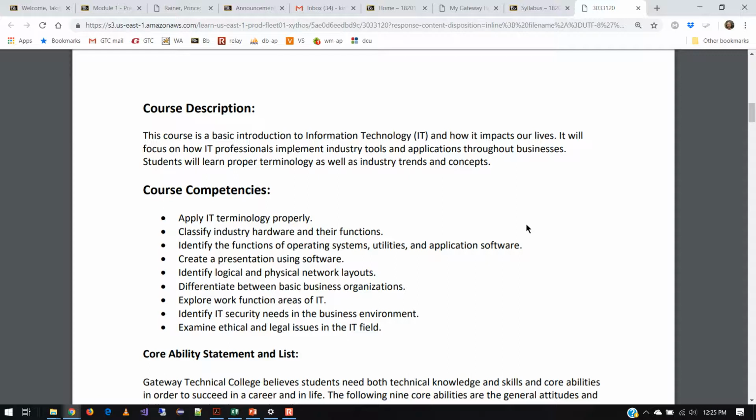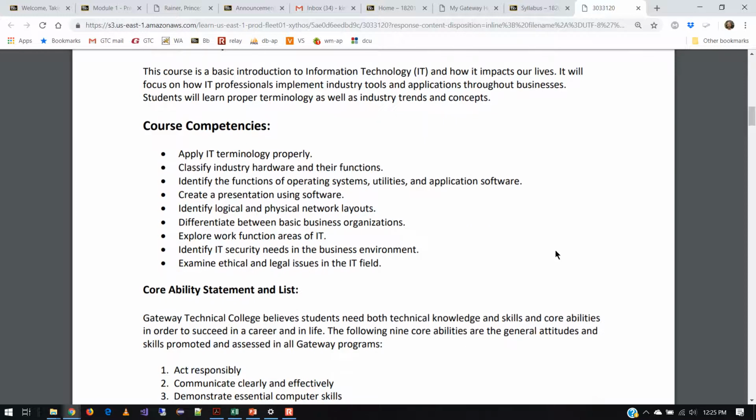All right, the competencies, these are the things that you guys are going to learn. So you're going to apply IT terminology properly, right? We'll see. Classify hardware and their functions, operating system, utility, application software, learn how to create presentations. You guys have all done PowerPoints before, right? All right, so you'll have to do that. Learn a little bit about networking, basic business organizations, work function areas of IT, security needs, and ethical and legal issues. So, a pretty generic list.